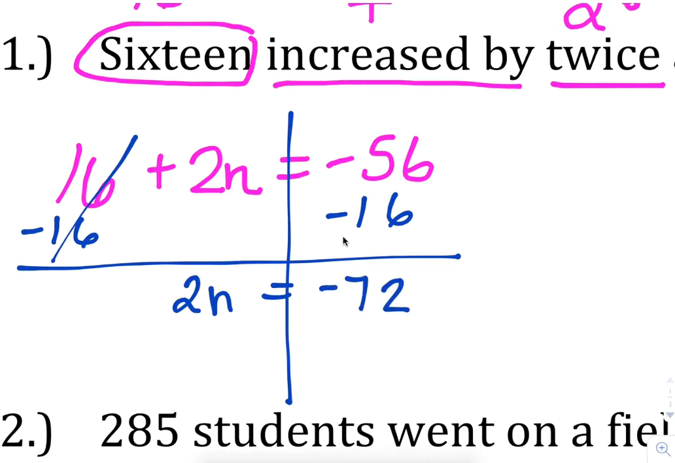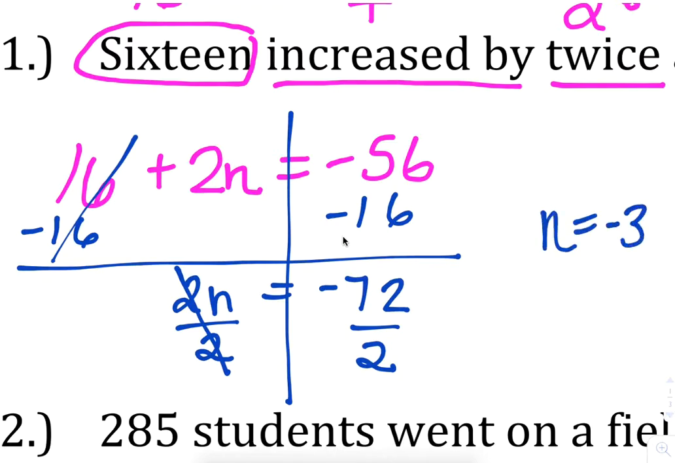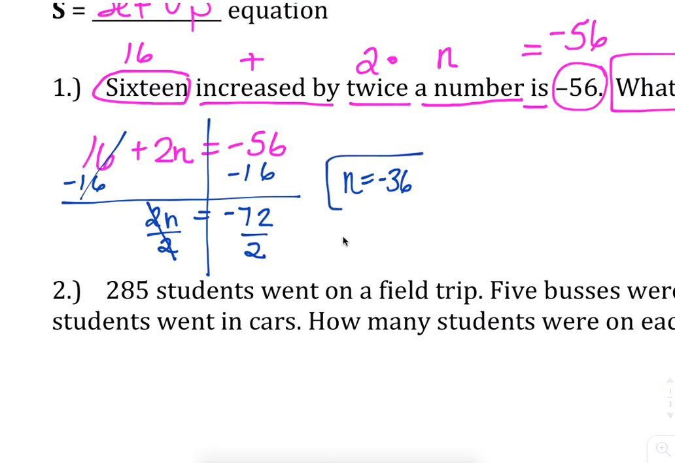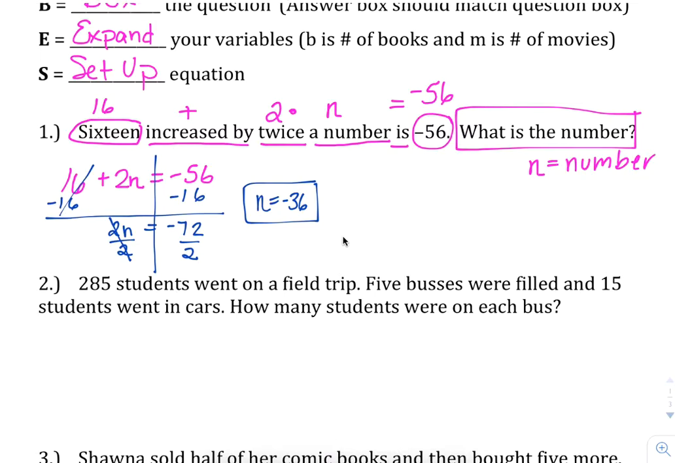Okay. Our next step is to kick out the best friend. We need to divide both sides by 2. That 2 cancels out, and my final answer is n equals negative 36. All right, so we don't have any units on this problem. We don't have to stress anything about it, but my answer, what is the number? Negative 36. Okay. If you missed anything, go ahead and pause it, write it down. We're going on to number 2.